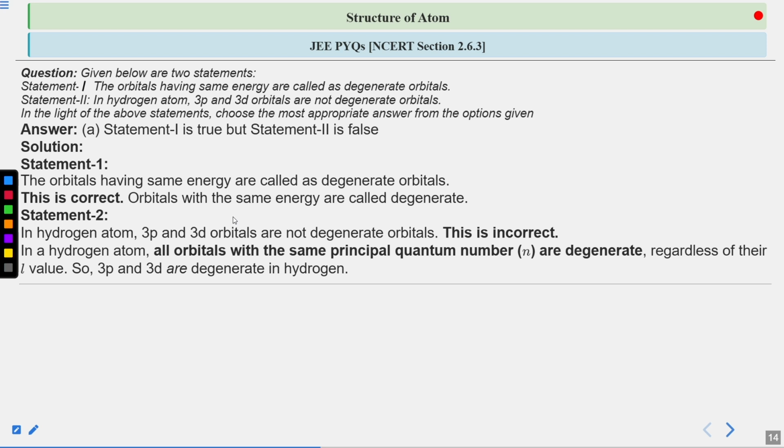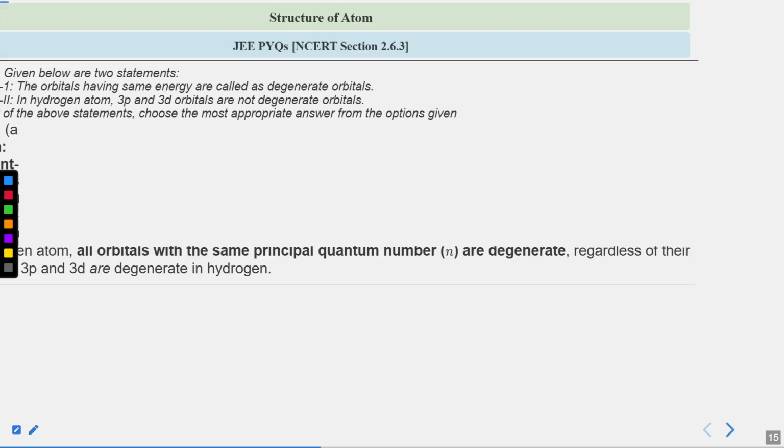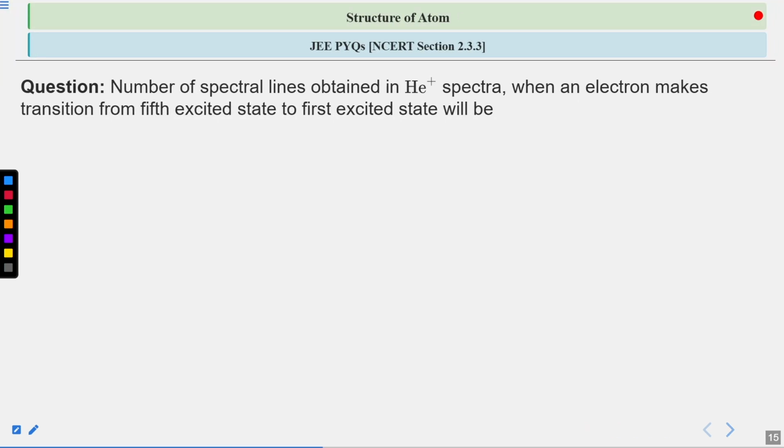Moving on to our next question. Now again, this is a JEE PYQ. This is covering the NCERT section 2.3.3. Now the question is saying that the number of spectral lines obtained in the helium positive spectra when an electron makes a transition from the fifth excited state to the first excited state will be.